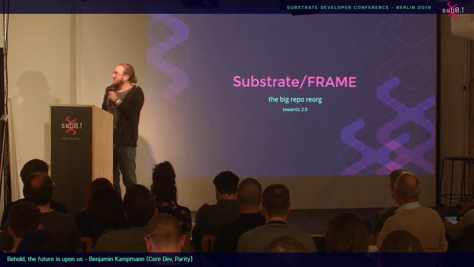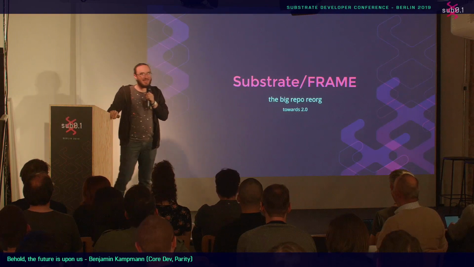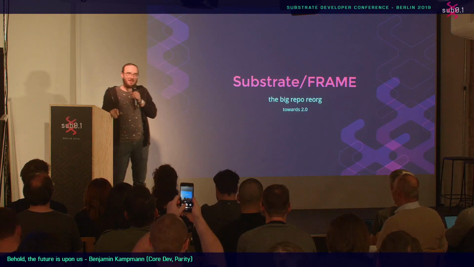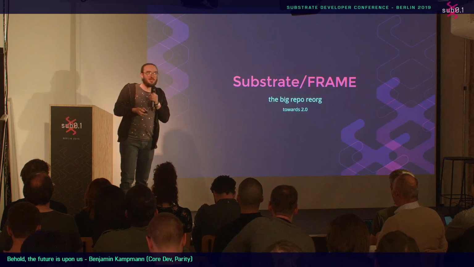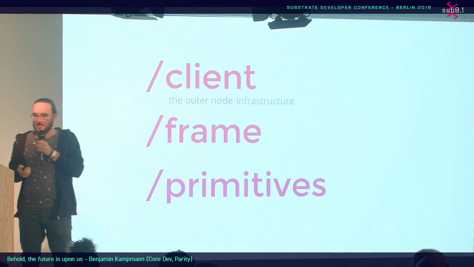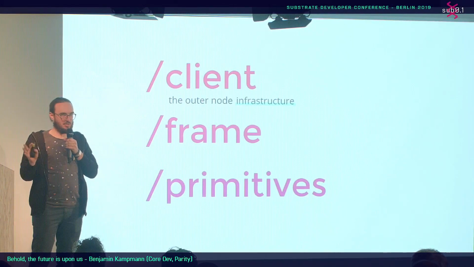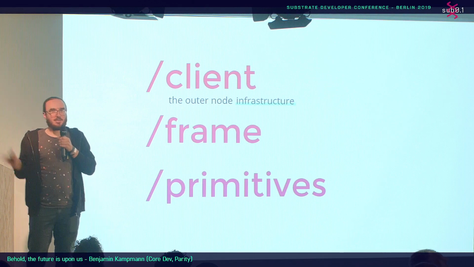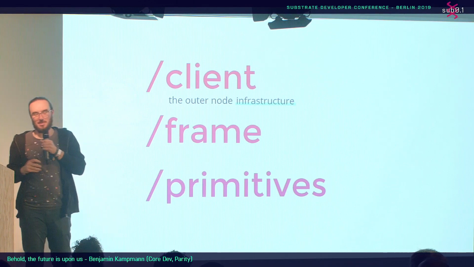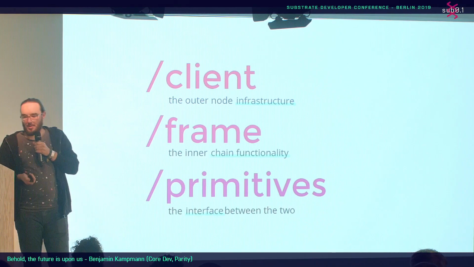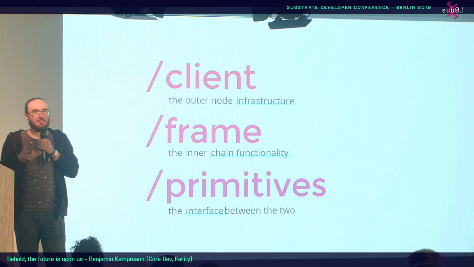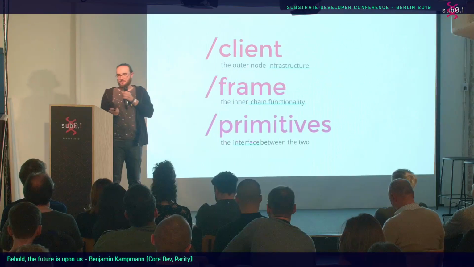The repo rename. It has been mentioned here a few times as well, and I'd like to shed some light on what happened there, why it happened, and what's going on in general. So for those who are not aware of it yet, lucky you, we've basically tried to split up the entire repository into 3 main parts. The client, which is everything that is the outer node infrastructure. If you're familiar with the overall architecture diagram we often draw, this should feel familiar. Then we have FRAME, which is our inner chain functionality, and then we have the primitives, which is the interface layer between the two, effectively.